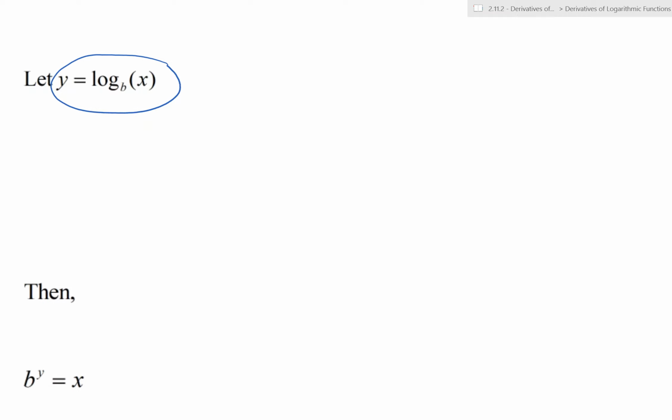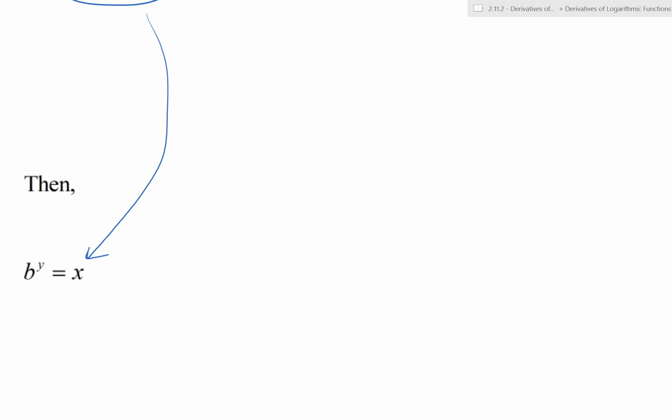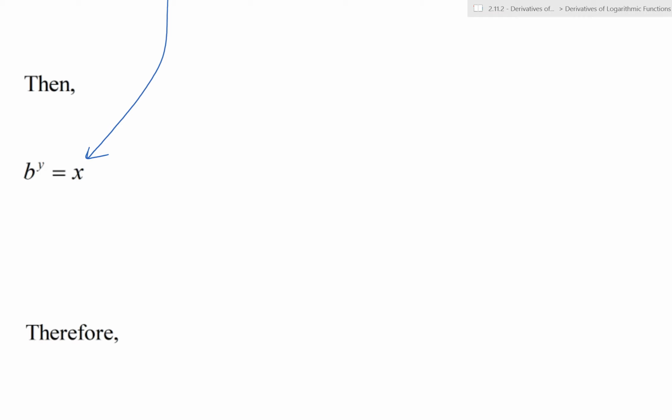Then, of course, remember that if y is equal to the logarithm of base b of x, that is equivalent to saying that b to the y is equal to x, because logarithms and exponential functions are inverse functions of each other. So I'm just going to rewrite that statement above, and we're going to use this exponential form, b to the y is equal to x, to help us come up with the derivative of our logarithmic function here.